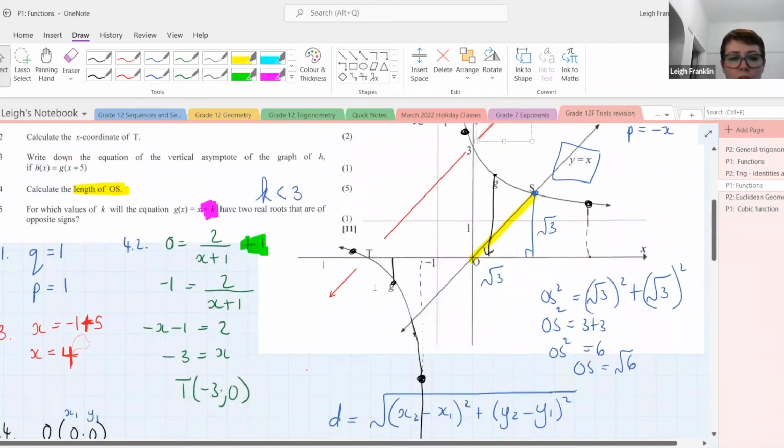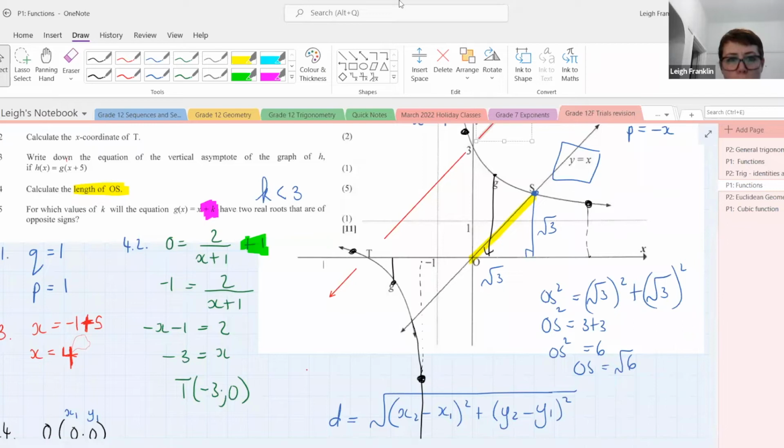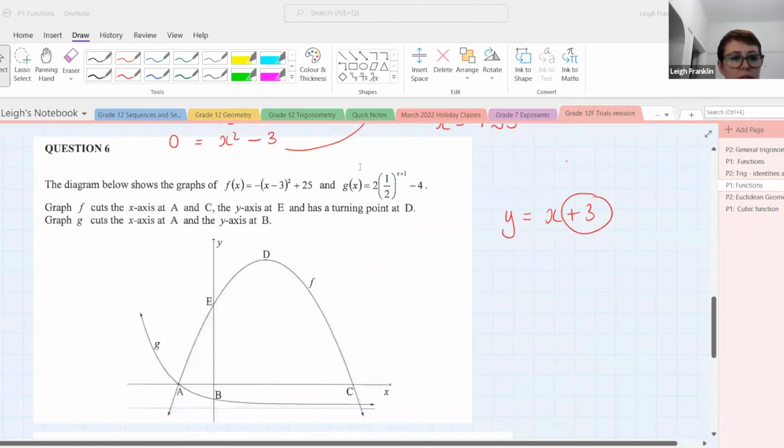All right, shall we move on to the next question? Don't worry about question 4.5 then. It's only worth 1 mark. At this stage of the game, it's not something I think we should worry about. Let's go and have a look at the next question.